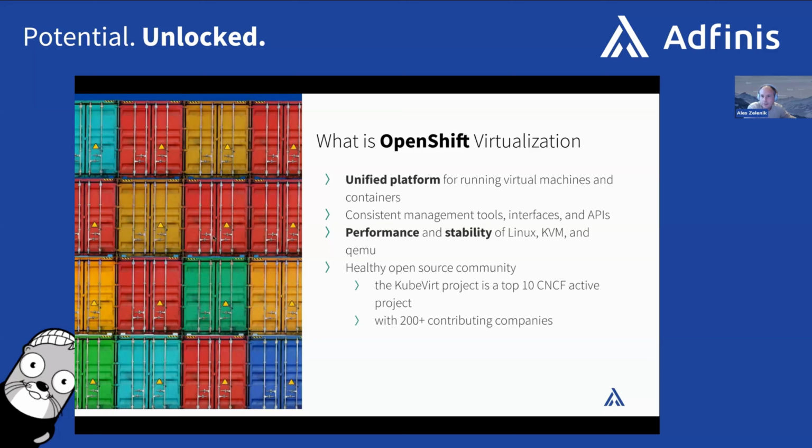OpenShift Virtualization is a platform for running virtual machines and containers together in one consistent system. So it gives you tools to manage virtual machines in a cloud-native way. If you have already used containerization solutions like Kubernetes or OpenShift, then all this process would be very familiar to you, in how to apply it to running and performing administrative tasks on virtual machines.